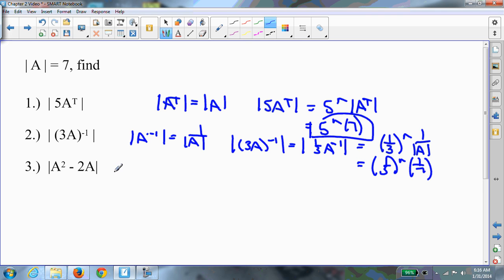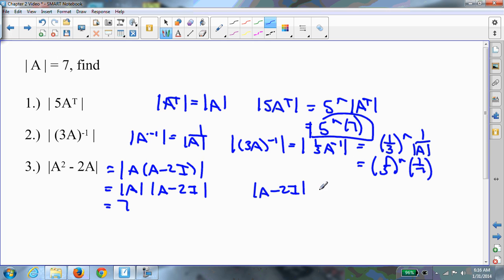Now the last one. So the determinant of A squared minus 2A. I could factor out an A and make this A minus 2I. So that would be the determinant of A times the determinant of A minus 2I. The determinant of A is 7. Now the determinant of A minus 2I is not equal to the determinant of A minus the determinant of 2I. So there's no way I can figure this out, which means there is not enough information.